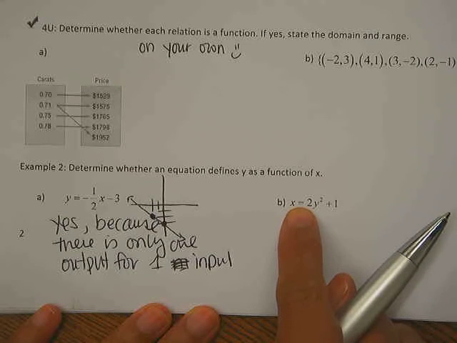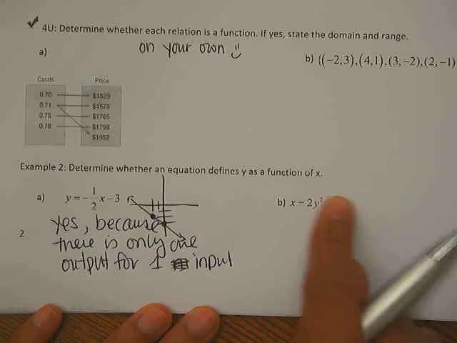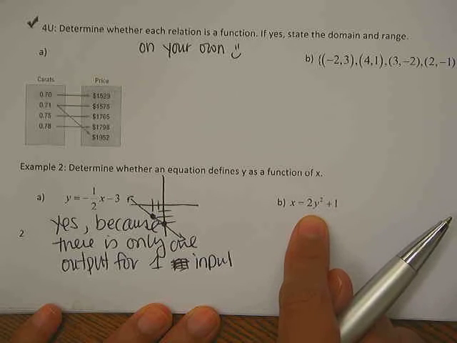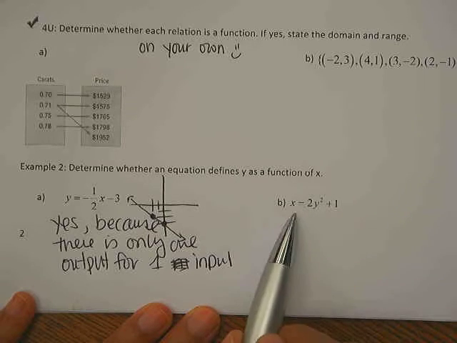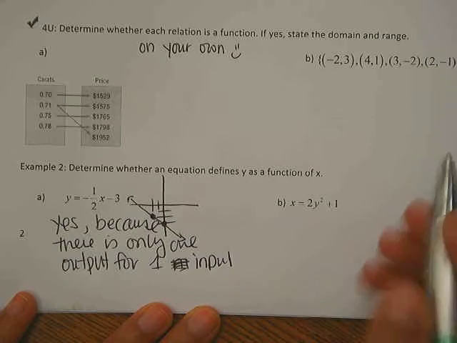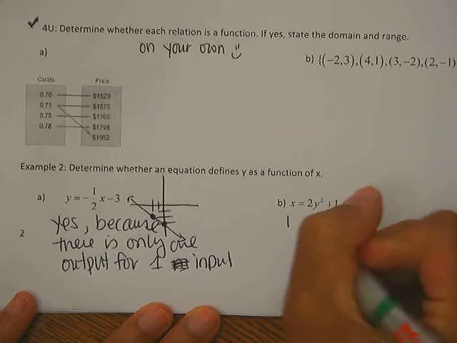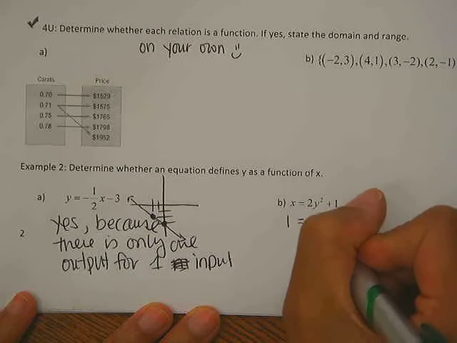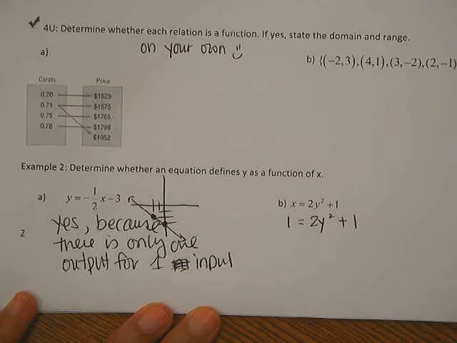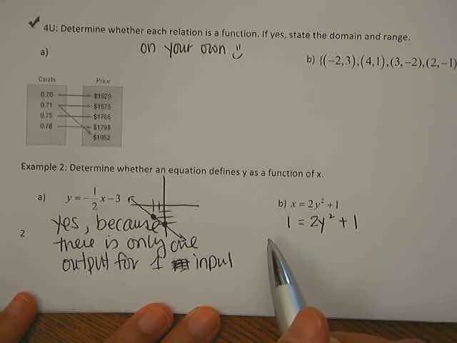All right, next, we have this one right here. X equals 2y squared plus 1. Remember, to be a function, you may only have one output for each input. So remember, this is my input. Let's say my input is 1. Let's test it out. So input's 1. How many outputs am I going to get? Let's solve for y. 1 equals 2y squared plus 1. And by the way, you can use whatever input you wish. Just test out a few to see if it's consistent.